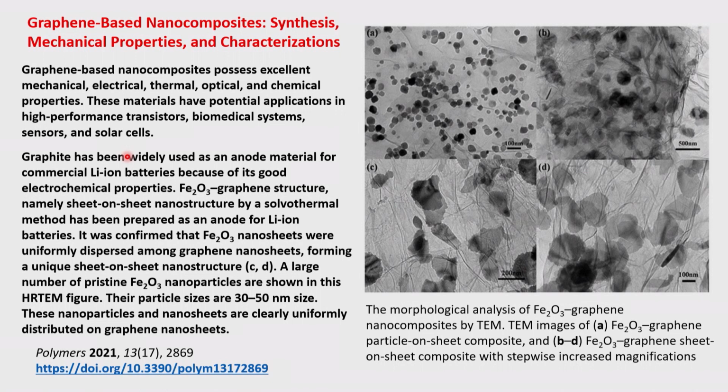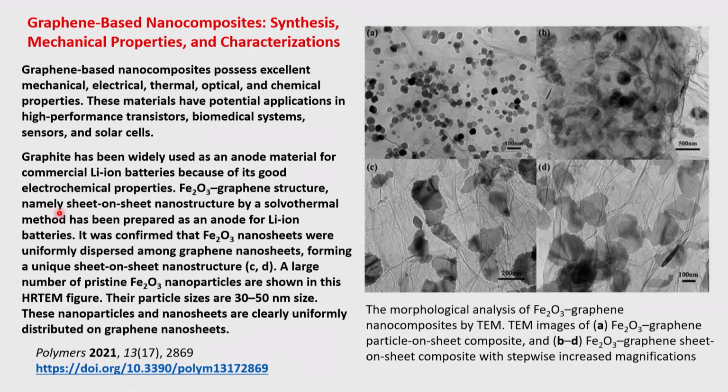So you can tune. That is how material science develops. So material properties are developed. Therefore, devices are being made. And these materials have potential applications in high performance transistors, biomedical systems of electrical type, mechanical type, thermal type, optical type, and their sensors and the solar cells, all those.